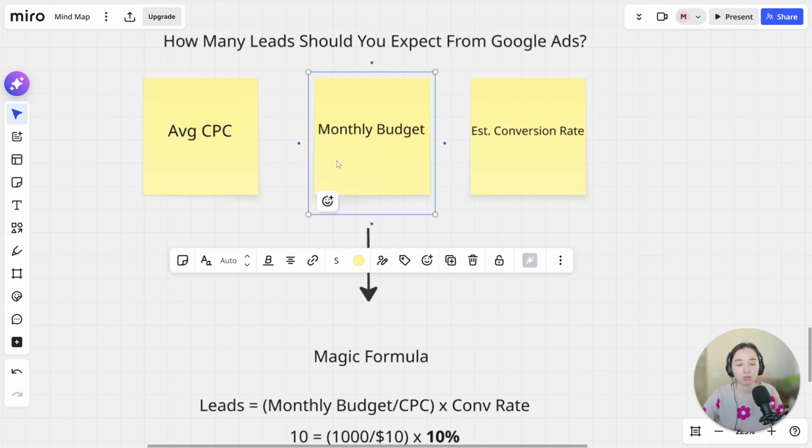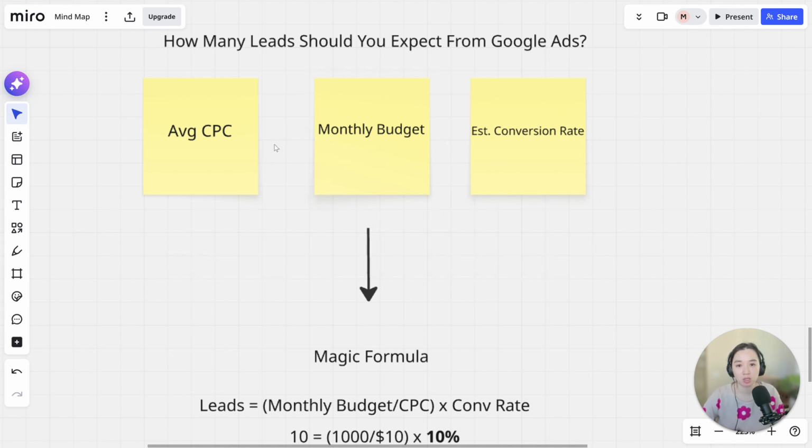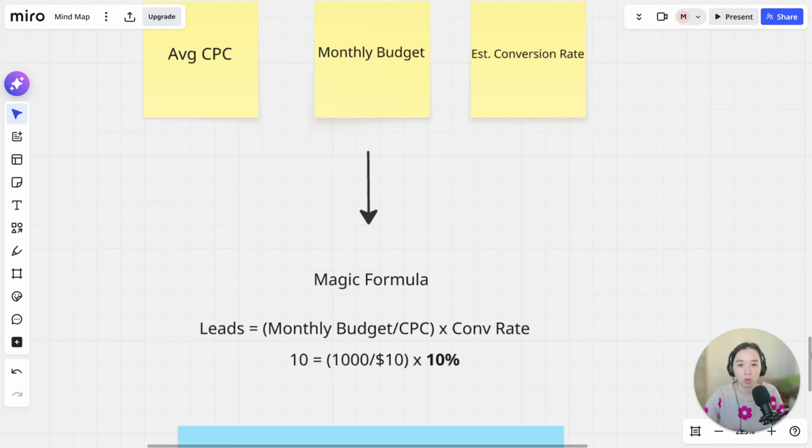Monthly budget. This is really up to you to decide realistically. And then your average CPC, you don't have control over this. This is pretty much what the market dictates. You have control over it to a certain extent in that you can say, well, I don't want to be the most aggressive, but I still want to be aggressive enough to start seeing some traction. So this is how you would go about determining that to see what is realistic.